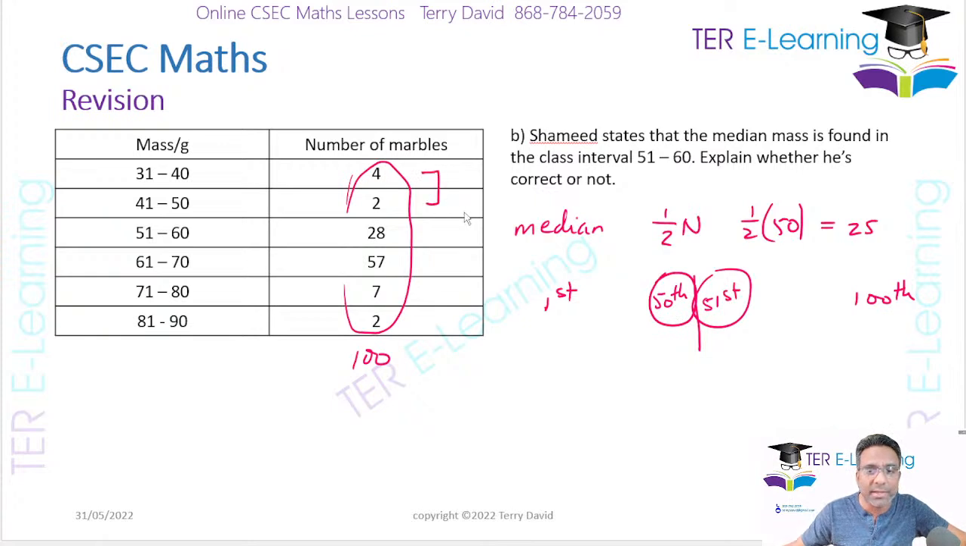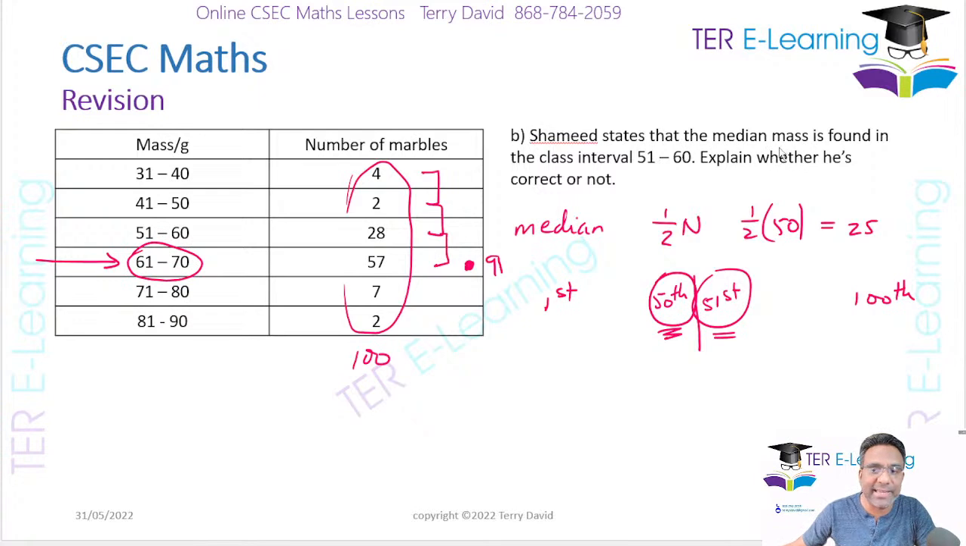Now, that's a total of 6 marbles there. If we add 28 more, that's 34. So up to this point we have 34. And if we go up to this point here, we have 34 plus 57, so up to this point we've reached 91 marbles already. So we're trying to locate where the 50th and the 51st are. Clearly, those two masses will lie in this interval here.